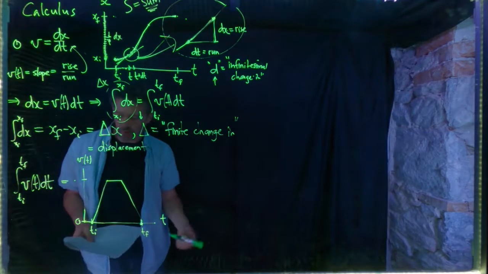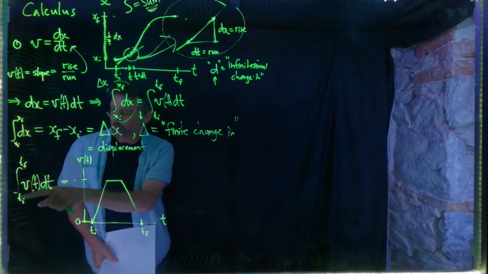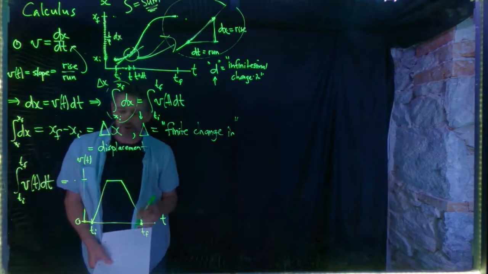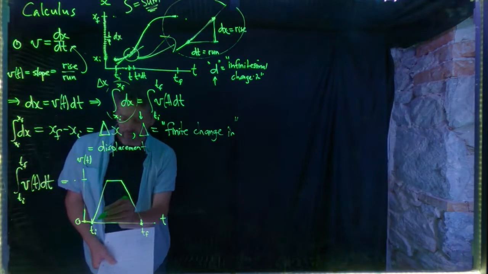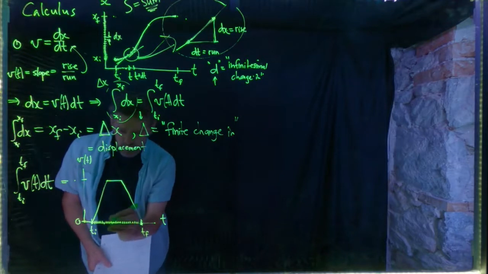And what you're going to do to evaluate this integral is divide the x-axis, the time axis, into a whole bunch of small intervals of time, dt. Okay, so the space between each one of these intervals is dt.